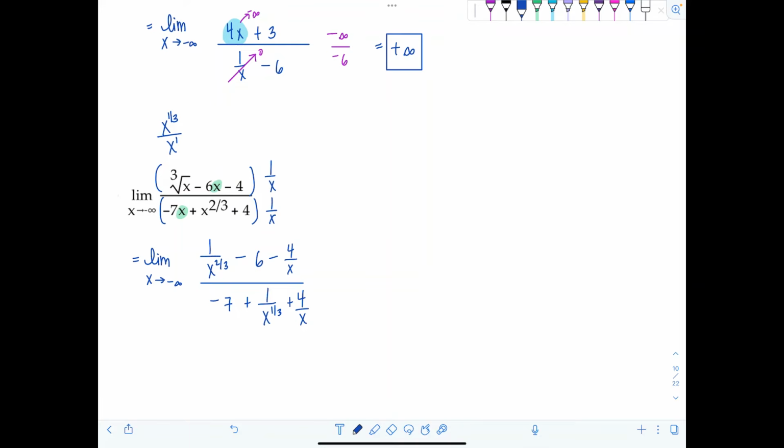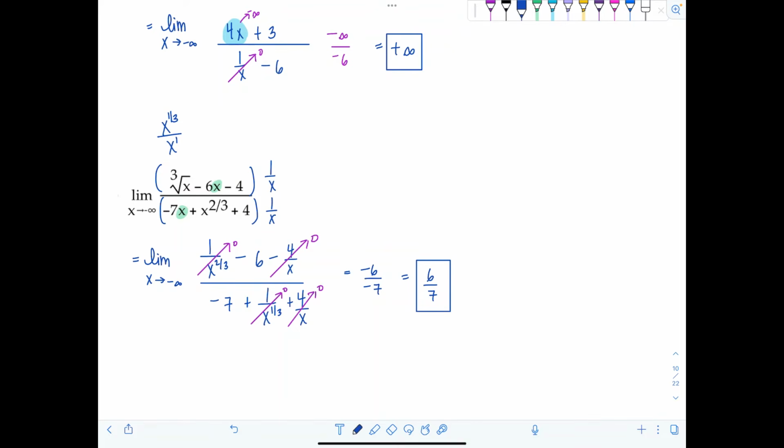Oh, great. So x is going to negative infinity. 1 over x to the 2/3 goes to 0. Negative 6 is a constant. It's just hanging out at negative 6. Minus 4 over x goes to 0. Negative 7 is also a constant. 1 over x to the 1/3, that goes to 0. 4 over x goes to 0. So all we have here is negative 6 over negative 7, which is 6 over 7. Woo!